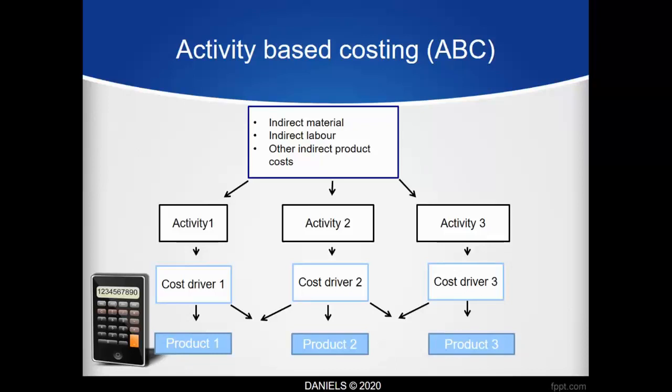So therefore, we need to first determine how many deliveries are required for each particular product. And therefore, the more deliveries, the more orders that are placed on a particular product, the more costs must be allocated to that particular product. Okay, so activity-based costing is all about identifying activities and then identifying what drives the activities. And then we look at each individual product and we determine how much of each activity is consumed or used by each product. And that is how we allocate the overheads.